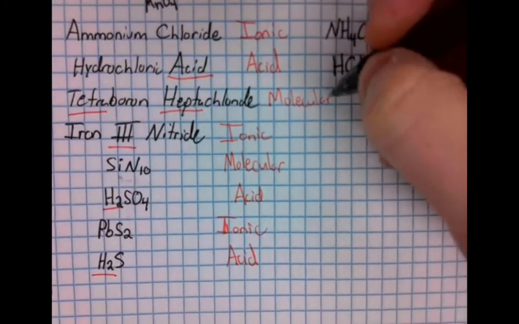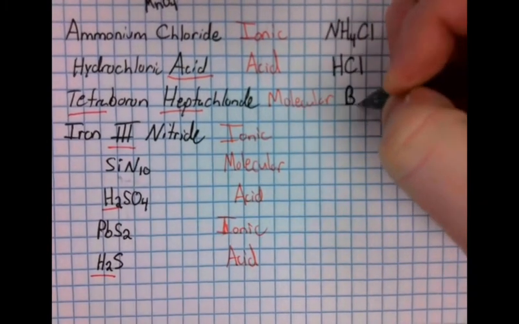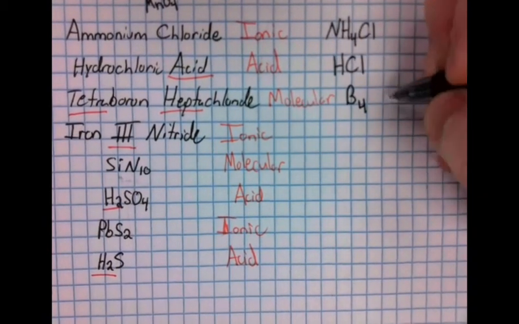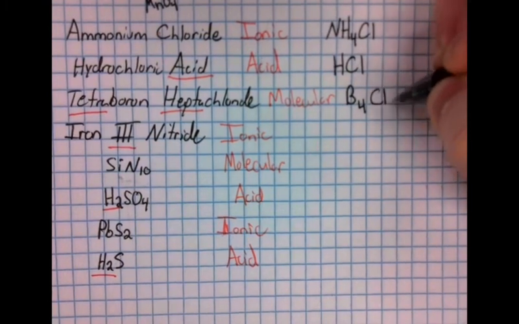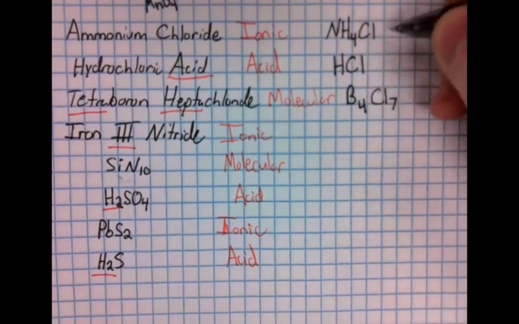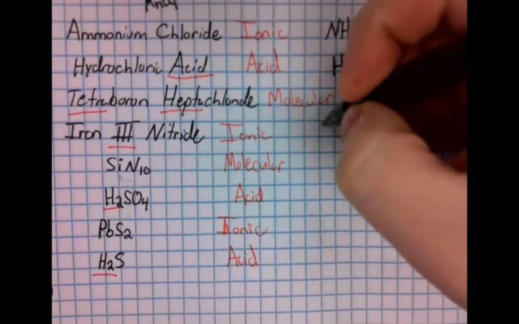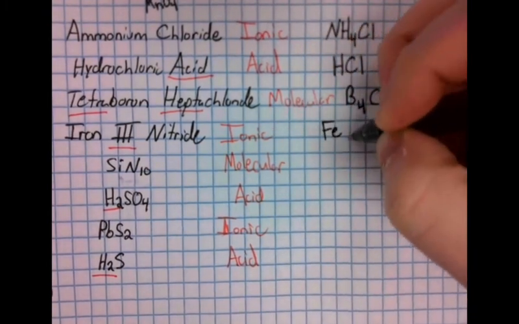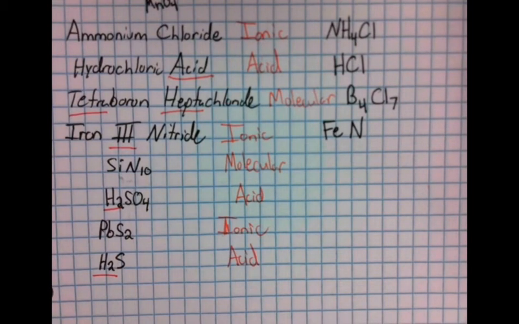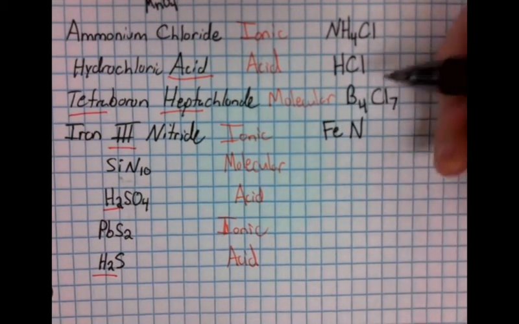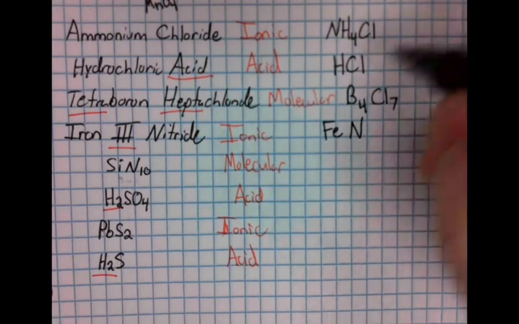Tetraboron heptachloride. Tetra means 4, boron means B, so that's 4 Bs. Hepta means 7, chloride means chlorine. That's 7. I just realized I got 3 in a row that all use chlorine. Iron 3 nitride. Iron is Fe. Nitride is nitrogen, and that is N. This is a +3, this is a -3, so when we cross, they completely cancel out.